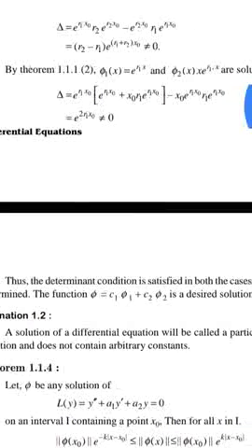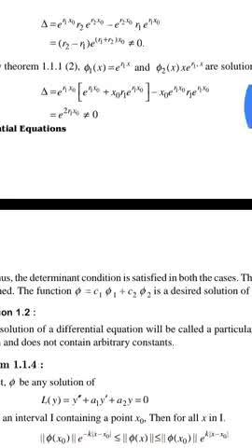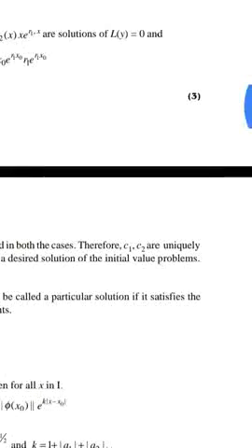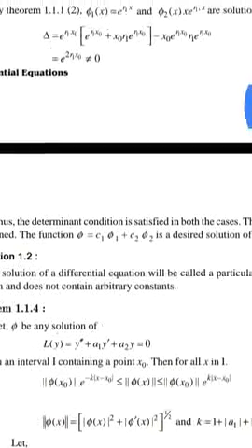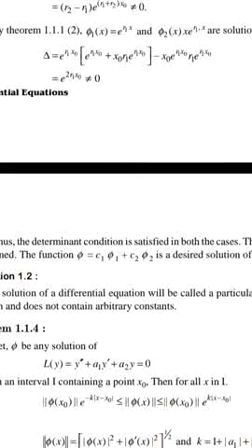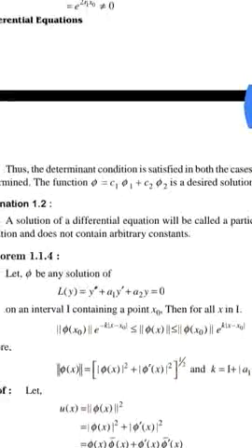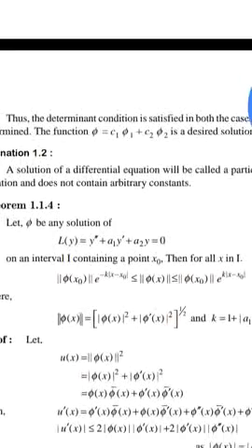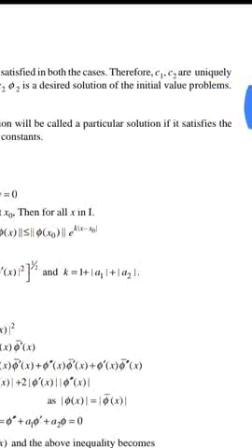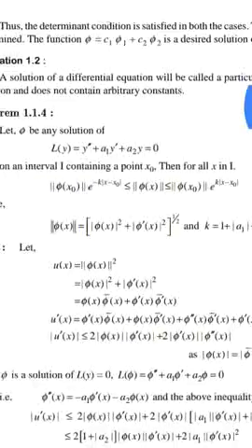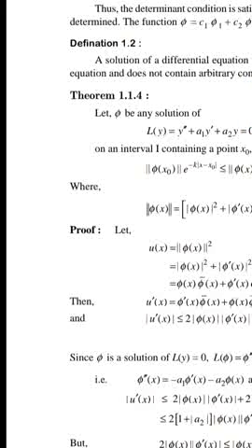Therefore, by the theorem, phi 1 of x is equal to e raised to r1 x and phi 2 of x is equal to x into e raised to r1 x are solutions of L of y is equal to 0, and delta is equal to e raised to 2 r1 x naught, which is not equal to 0. Thus, the determinant condition is satisfied in both the cases. Therefore, C1 and C2 are uniquely determined.